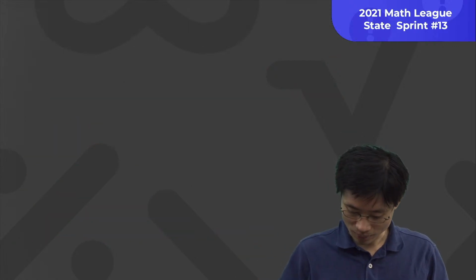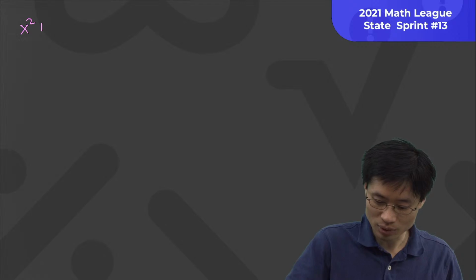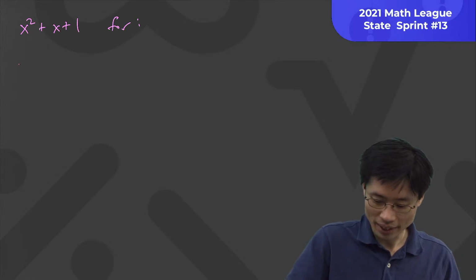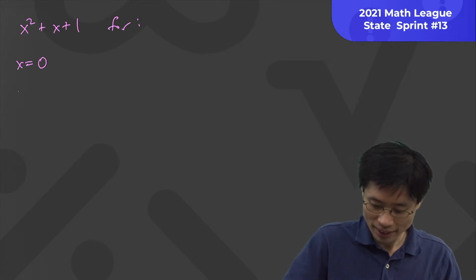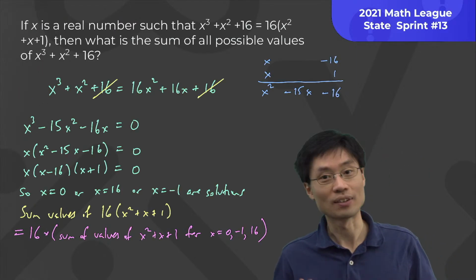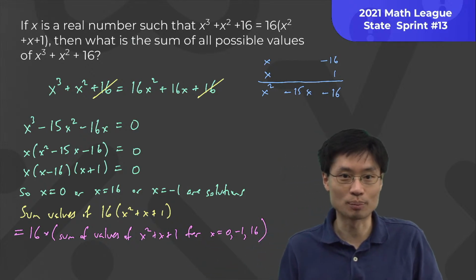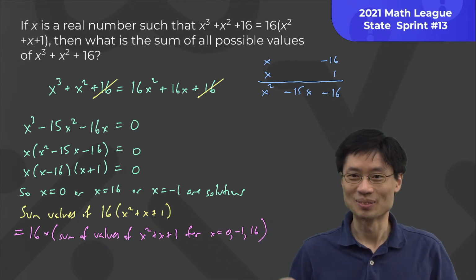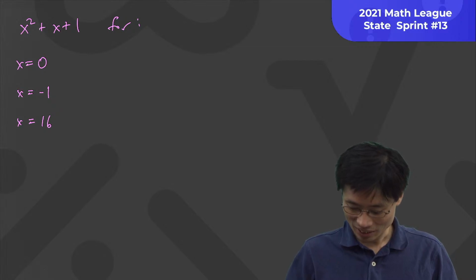So I need to know what is the sum of the values of x squared plus x plus 1 for x equals 0, x is equal to -1, and x is equal to 16. Right? That's what I need. And at the end, I'm going to multiply it by 16. Okay. So let's go ahead and do this. So this is not that bad.